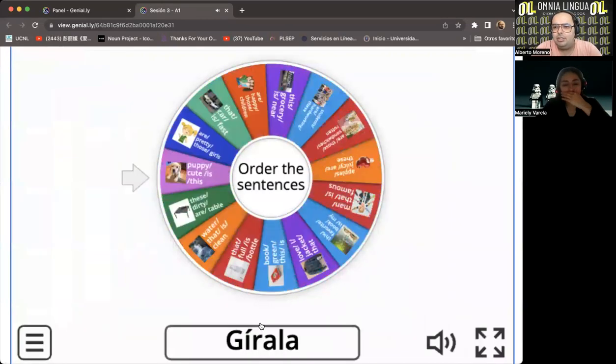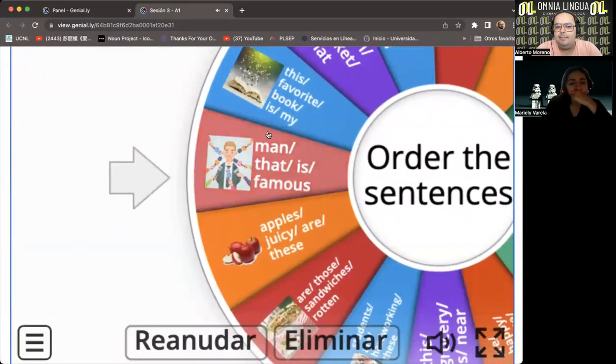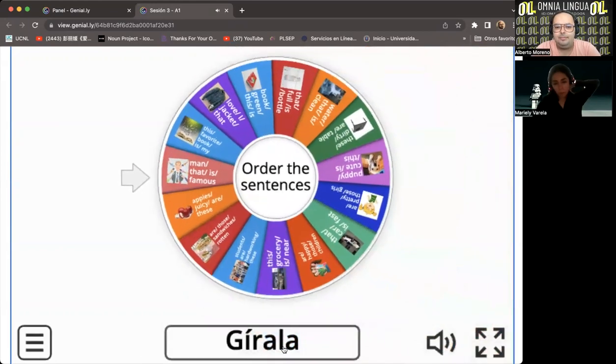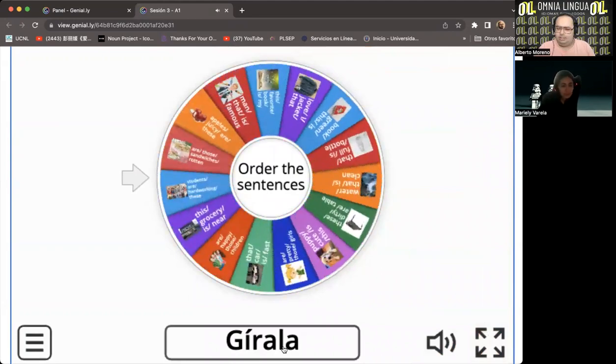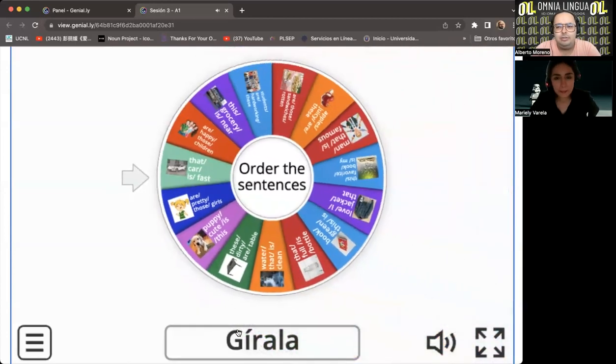Okay, so let's do the first one. Vamos a hacer la primera. We have the words man, that, is, famous. Well, I can say that man is famous. That man is famous. So now it is your turn. Depending on your result, you have to make this statement or this sentence. Okay. So we have this word. That car is fast. Next. Let's do 5.